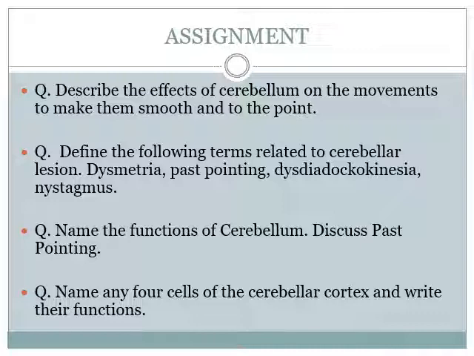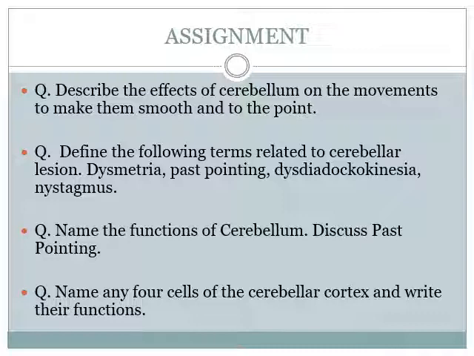Describe the effects of the cerebellum on movements to make them smooth and to the point. Then you have to define the following terms: what is dysmetria, past pointing, dysdiadochokinesia, and nystagmus? These are exam questions, usually asked in OSPEs, and if you don't know them, you just have to define them, at least in a single line. Name the functions of the cerebellum and discuss past pointing. You have to discuss why and how past pointing occurs and what circuit is implicated in it.